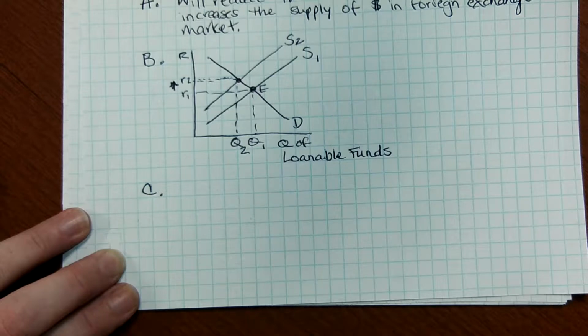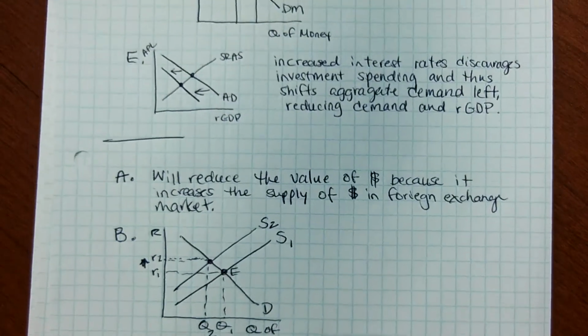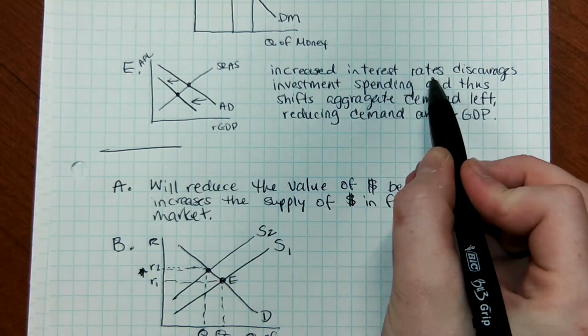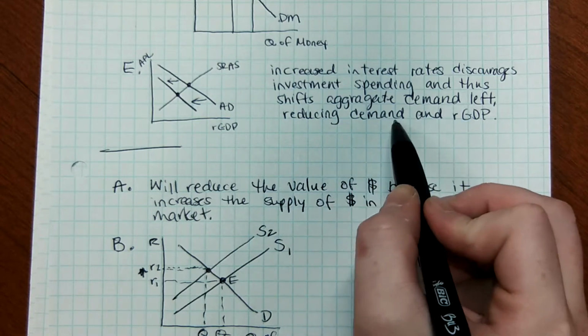Well, hold on. Let's pay really close attention to what they're asking. Given your answer in part B, what was our answer in part B? The interest rate goes up. Right, so what's that going to do? It will slow growth. A higher interest rate discourages investment spending and thus shifts aggregate demand left, reducing demand and GDP.